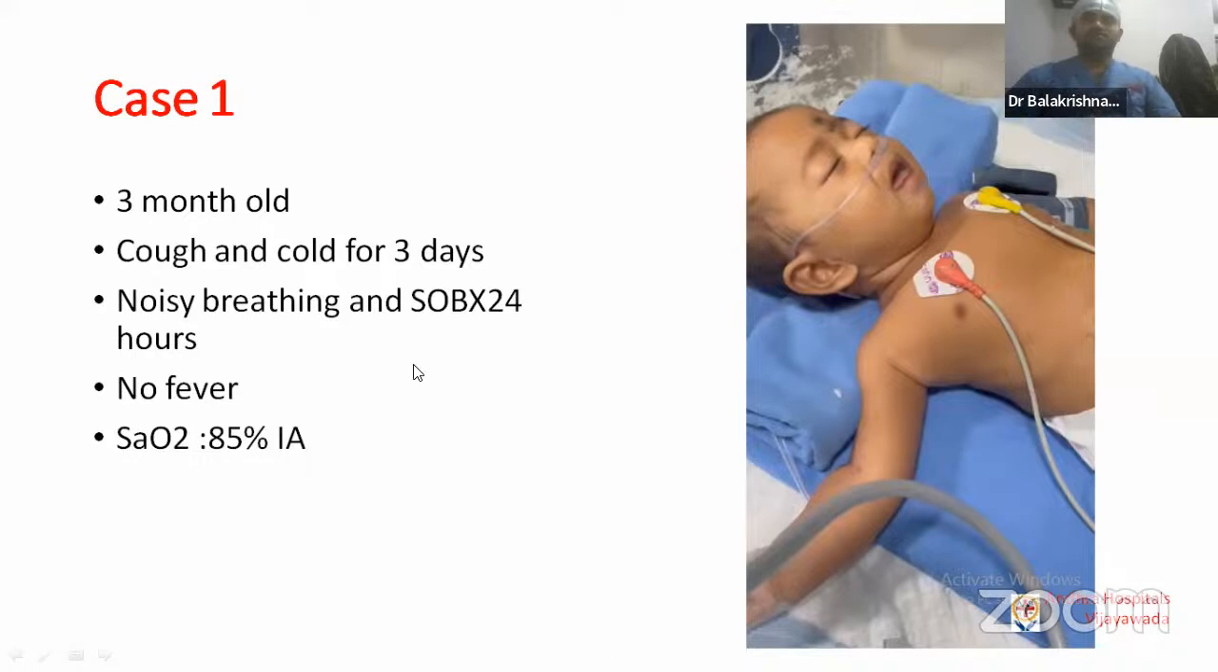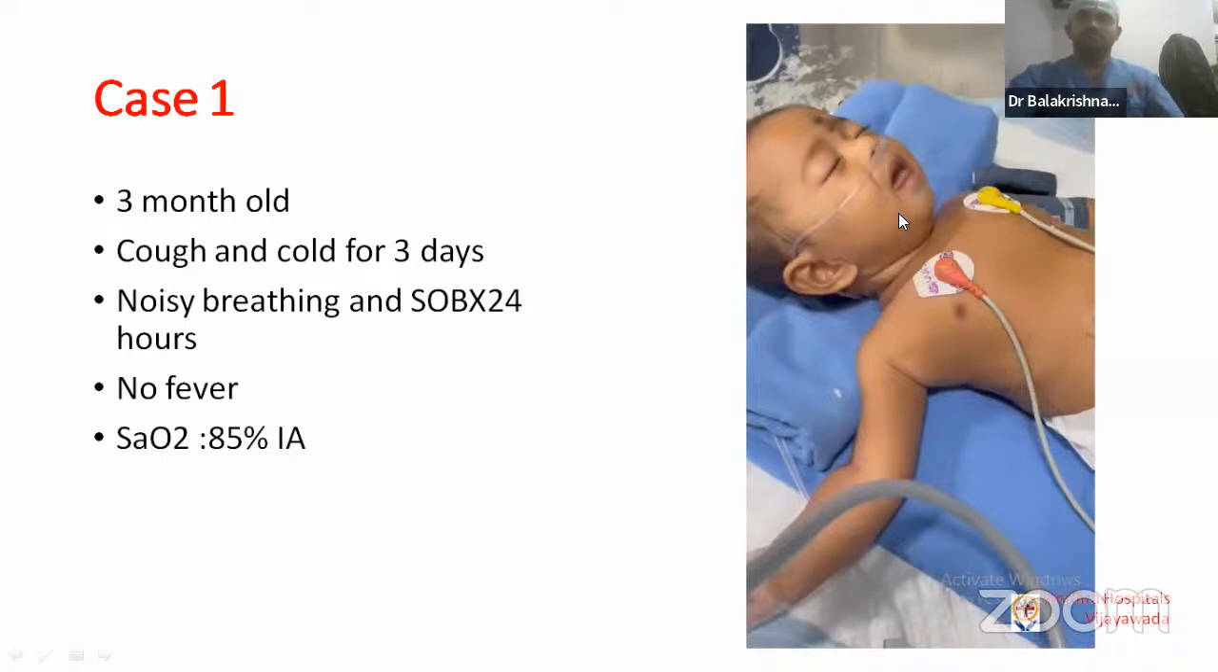So this is the first child. Sorry, video is not playing, so I'll just tell the case scenario. It's a 3-month-old child who presented to us in ER. The child had a history of cough and cold for 3 days. On clinical examination, the child had noisy breathing, typical suprasternal and xiphisternal retractions, and work of breathing was there for 24 hours. On examination, no fever, and saturation was 80% in room air. So what is your initial assessment or diagnosis when you see such a child in ER?